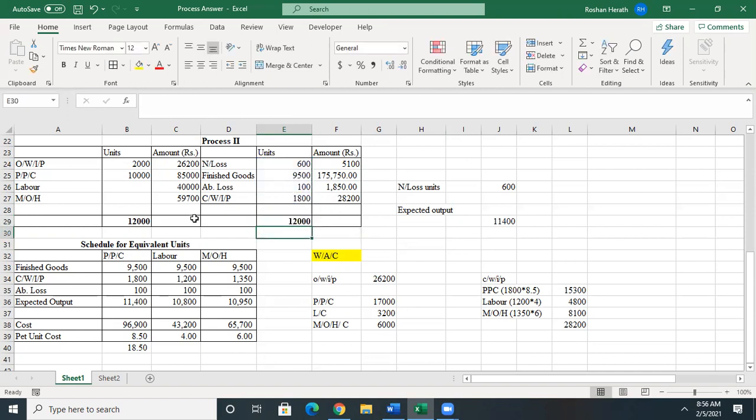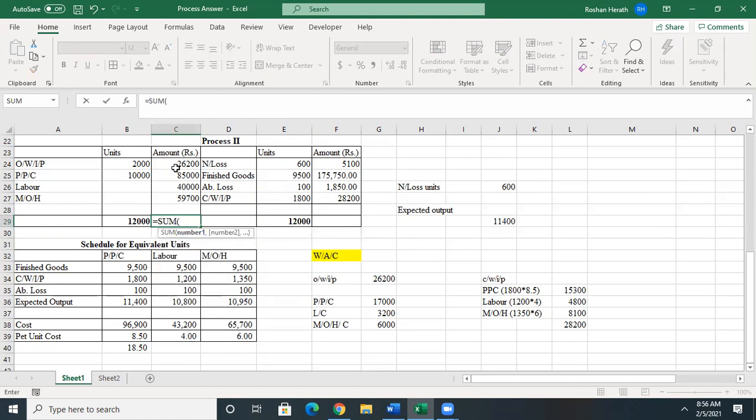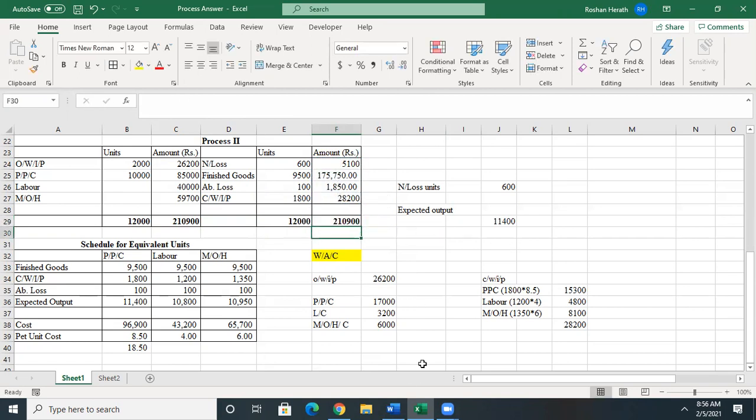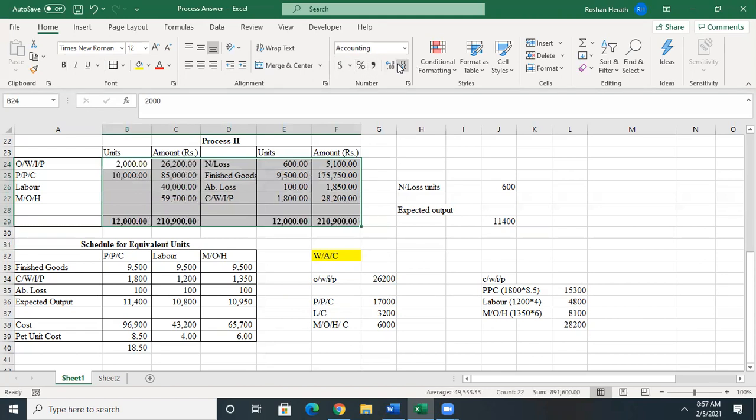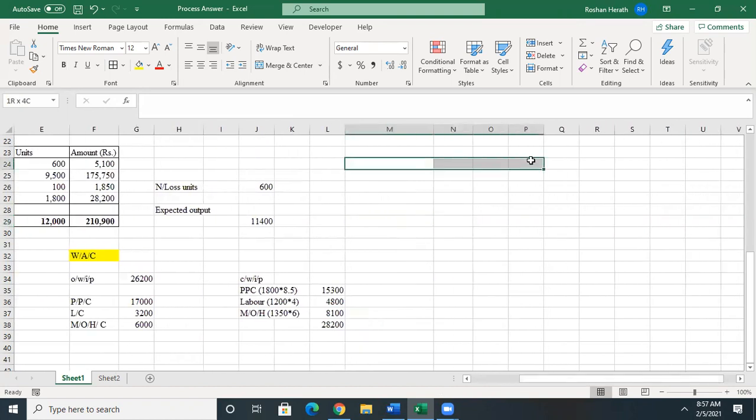This is the process account. Now let's look at the total values. The input value must equal that of the output. Right, it agrees. So that confirms you have done it correctly, right? Now you've been asked to prepare the normal loss account. Here, since you have a value, you can prepare the normal loss account as well as the abnormal loss account.